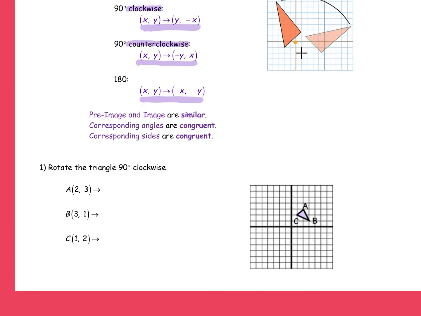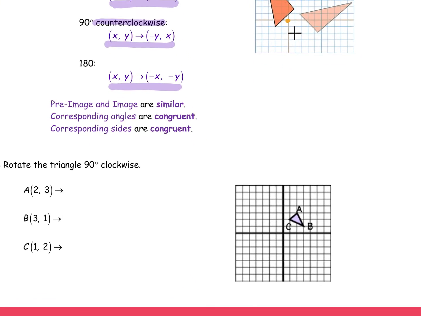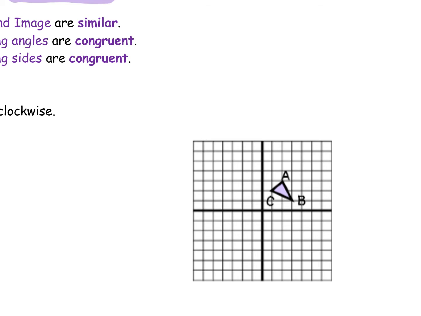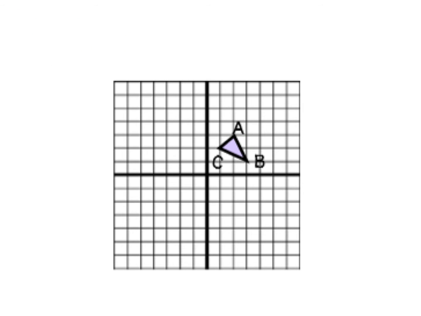Rotate the angle 90 degrees clockwise. So that means I'm going to take this and turn it clockwise, this way. This is clockwise, right? One of the things you can do is try and make a 90-degree angle from my origin. So if I draw a line here, I want a 90-degree angle.